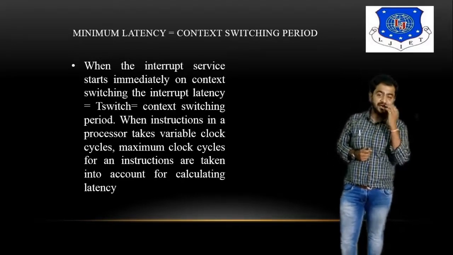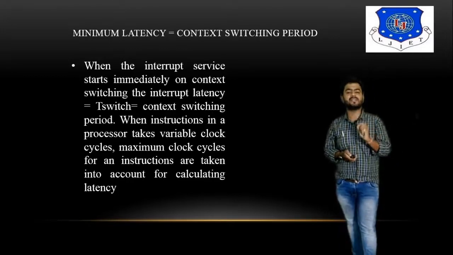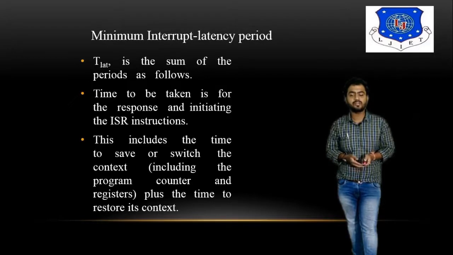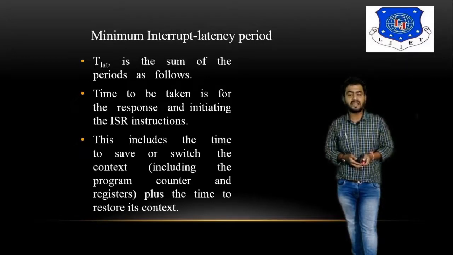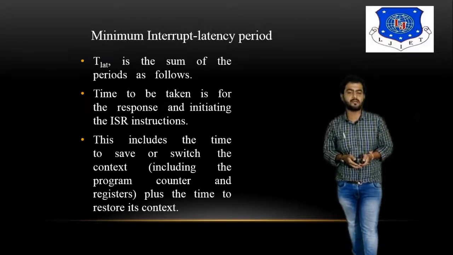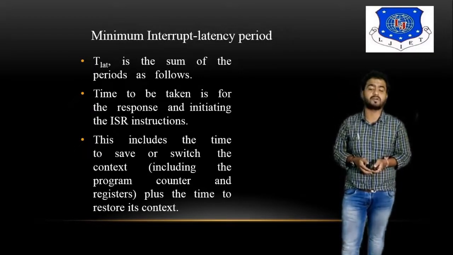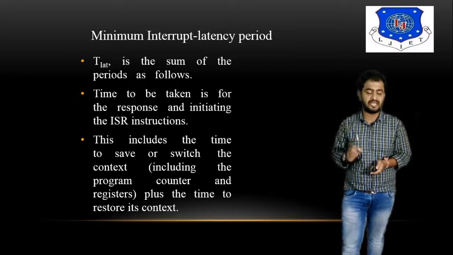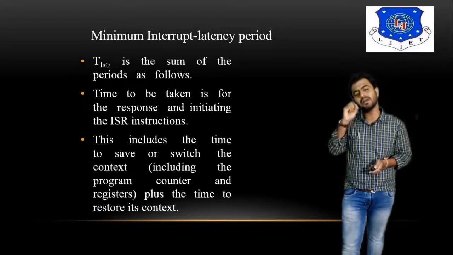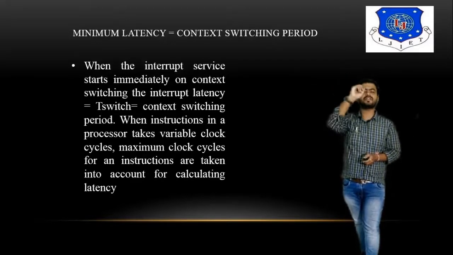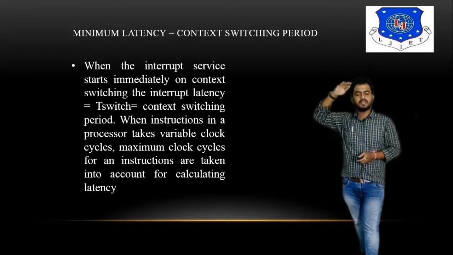We have to make sure that the context switching period is clearly known. What exactly is the meaning of context switch? As you can see, it includes the program counter and registers. It means we have to take each and every instruction from the program counter, and also make sure about the register values that are used to store your data. So in terms of minimum latency being equal to the context switching period, what does that mean?